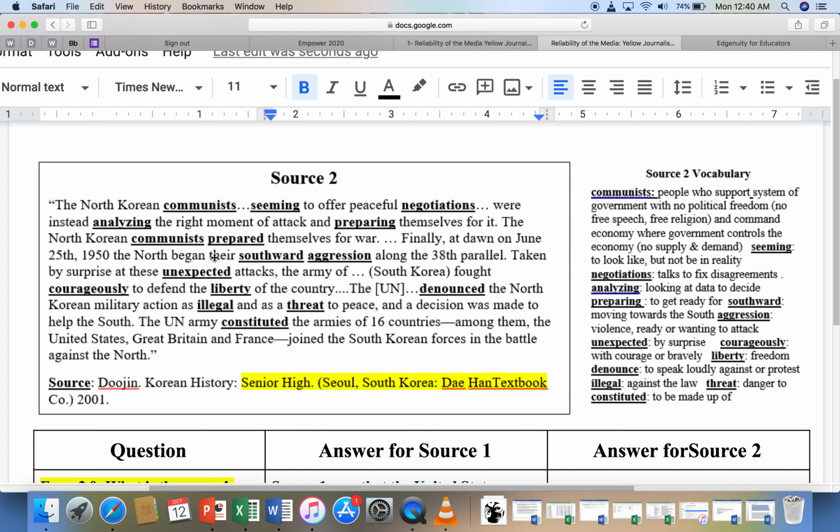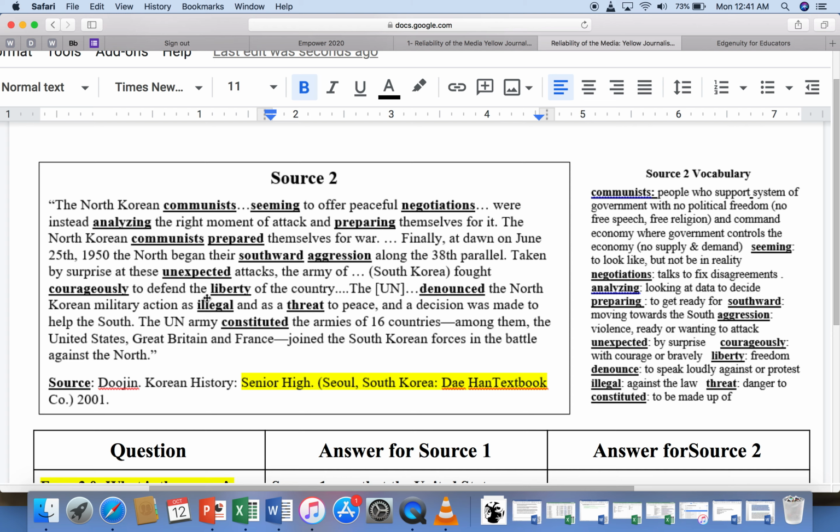Finally, at dawn on June 25th, 1950, the North began their southward aggression. So here we see again that North Korea is putting aggression towards the south. So again, this source is blaming North Korea along the 38th parallel. Taken by surprise at the unexpected attacks, the Army of South Korea fought courageously to defend the liberty of the country. The UN denounced the North Korean military action as illegal and as a threat to peace, and a decision was made to help the South. The UN Army constituted the armies of 16 countries, among them the United States, Great Britain, and France, joined by South Korean forces in the battle against the North.